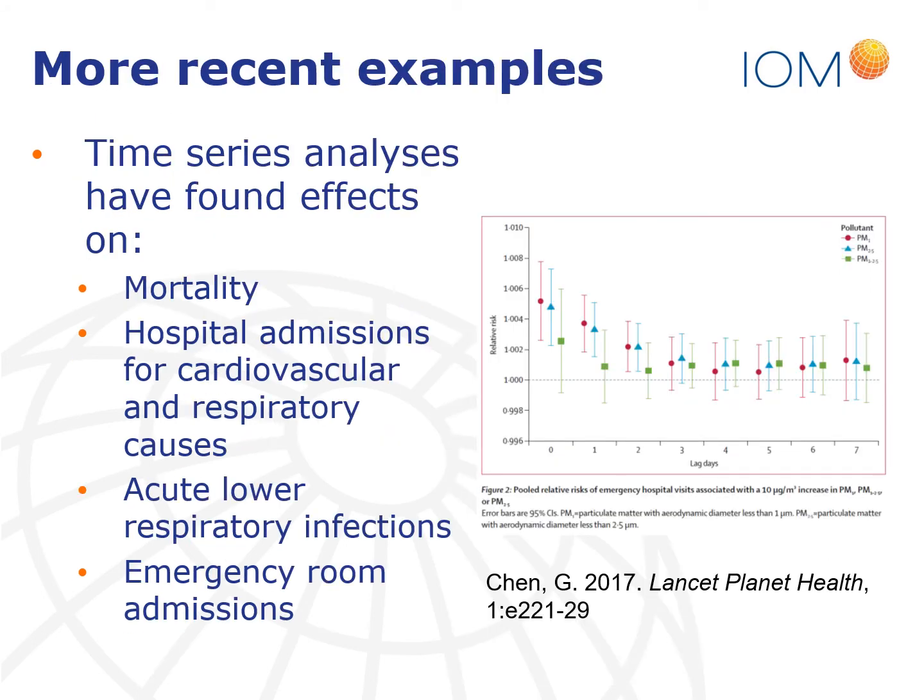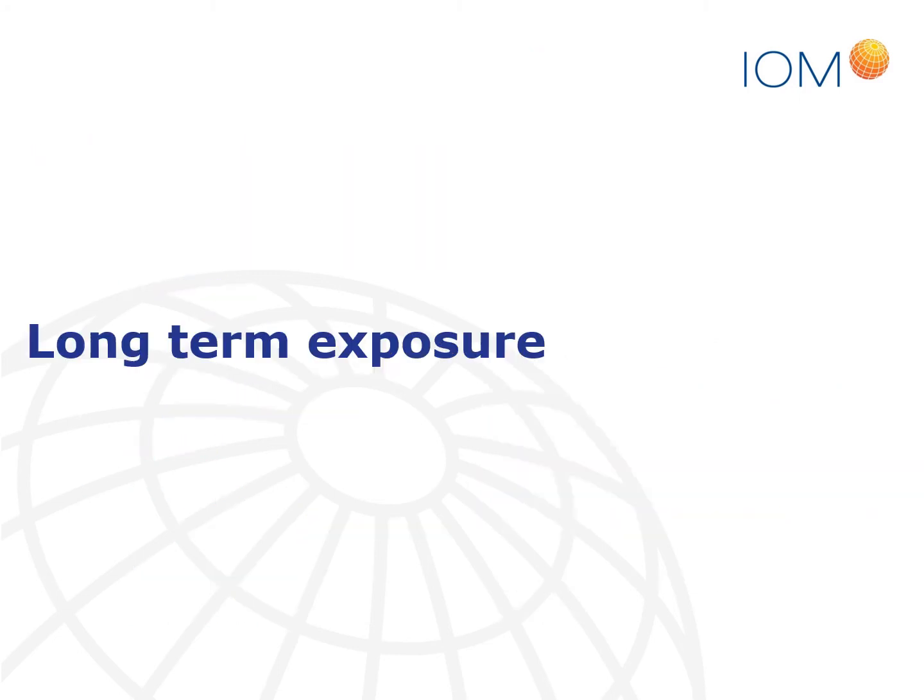Today, air pollution levels are not quite so high, but time series studies, which is a study design for looking at short-term impacts of air pollution, still show effects on mortality, hospital admissions, and other acute effects. The figure here is from an analysis across 26 cities in China that shows increased risks of hospital visits per 10 microgram per meter cubed increase in particulate matter of various sizes. The effect is strongest within the first 2 days of exposure.